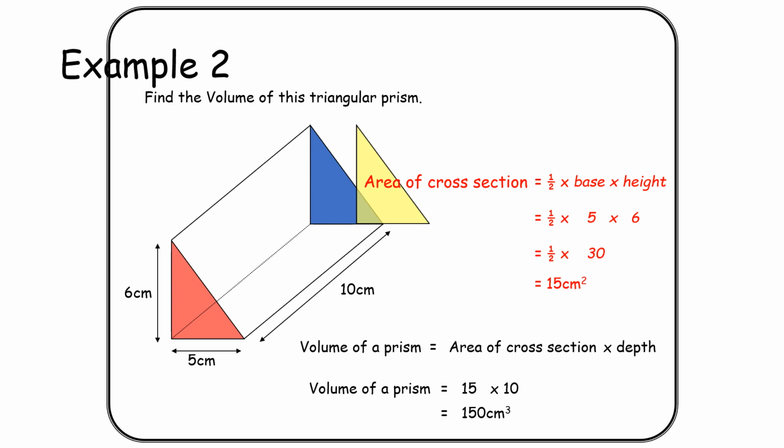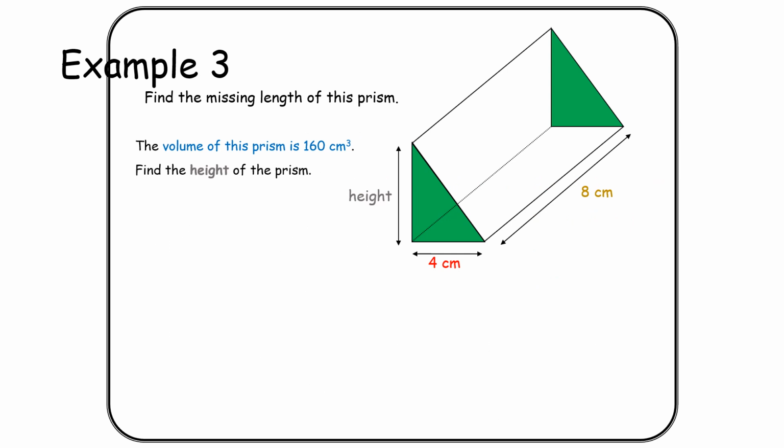Let's take one more example. So let's take the third example, and in this example we are already given the volume of the prism. The volume of the prism is given to us as 160 centimeter cube, and we are asked to find the height. So first, let's write the formula. The formula is volume of prism is equal to area of cross section times the depth. The volume of prism over here is 160 centimeter cube, which is equal to area of the cross section, we have got a triangular cross section here, times the depth, that is 8.